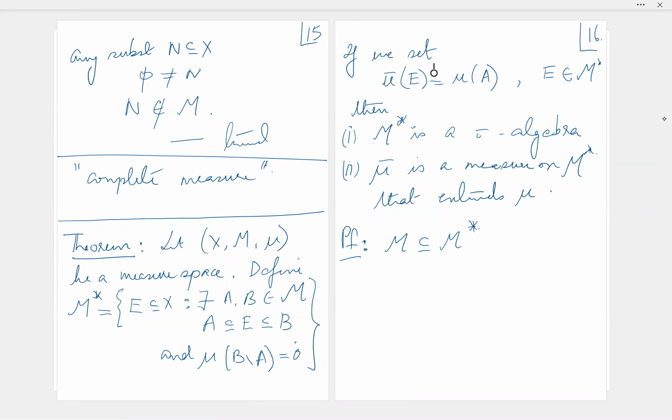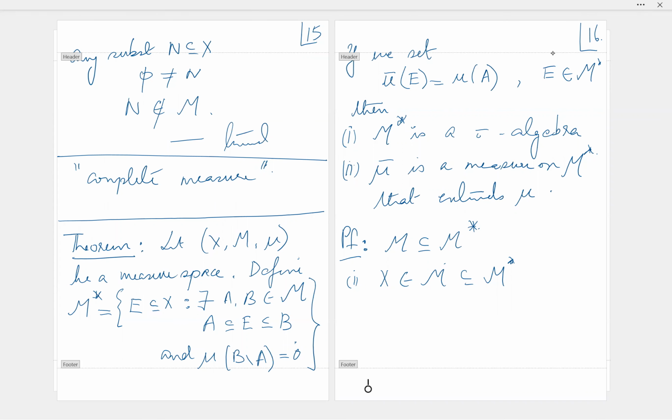So what do I need to prove to show that M star is a sigma algebra? Since M is contained in M star, X belongs to M star. So that condition is done. Now, what was the second one?